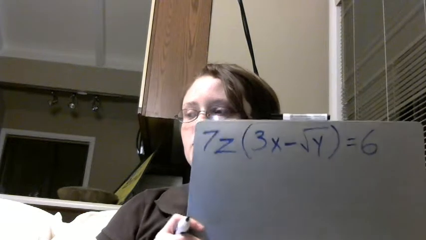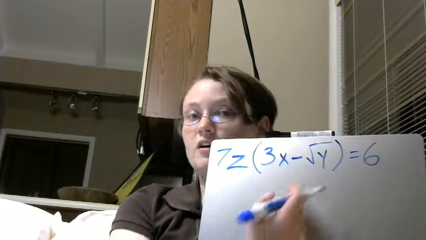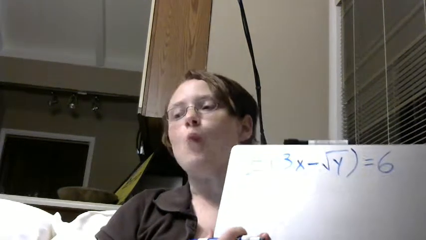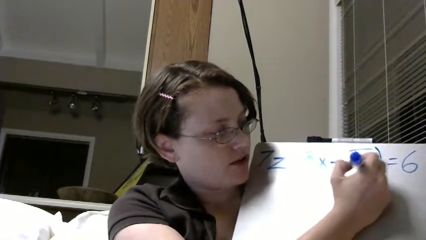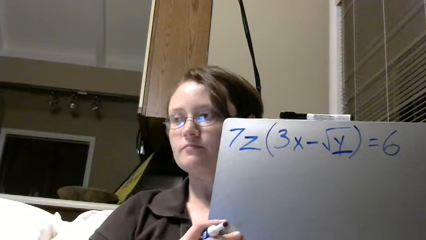Let's see what happens when we have parentheses. All right, so here's the problem. 7z times (3x minus the square root of y) equals 6. And we want to solve for y. I'm going to underline y to remind us what we want to solve for.